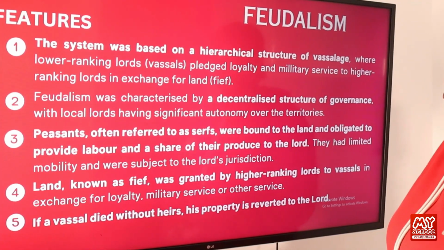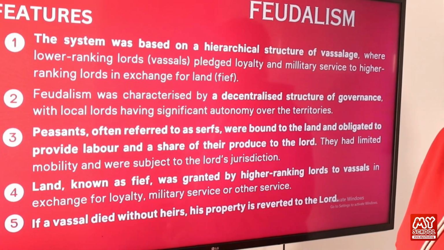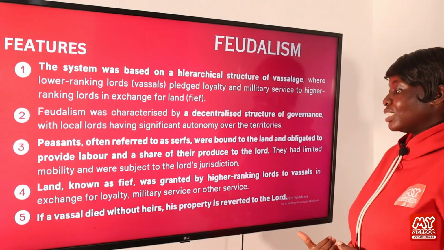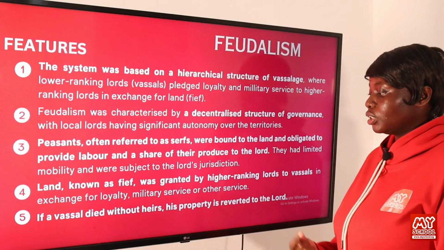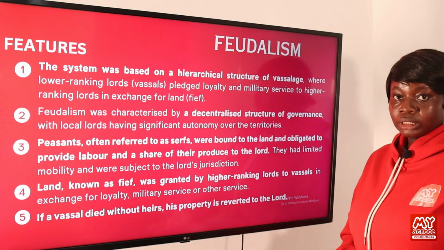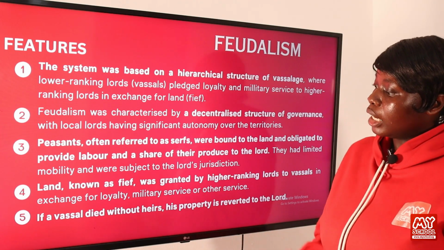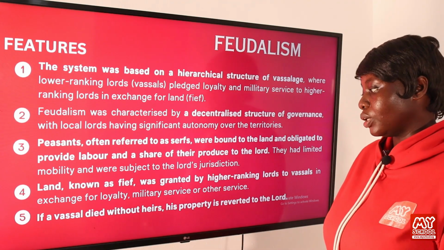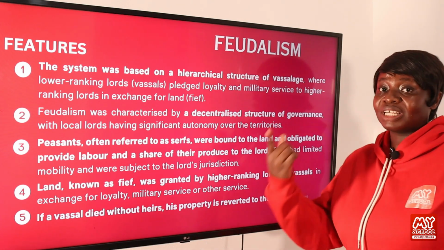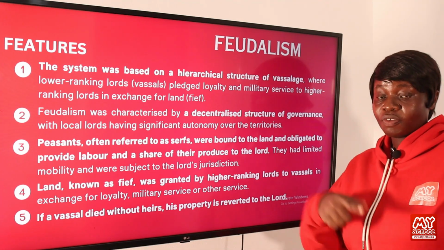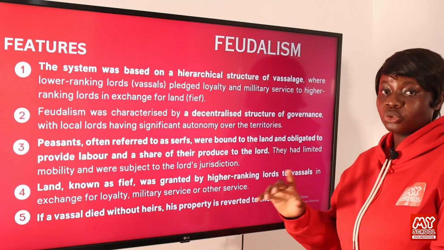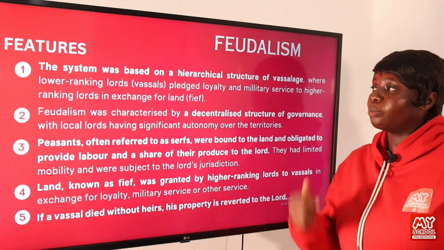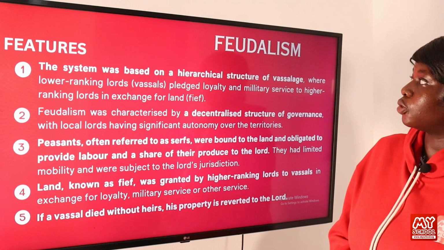Another feature of feudalism is that land known as a fief was granted by higher-ranking lords to vassals in exchange for loyalty, military service, or other service. This was already explained earlier. And another feature is that if a vassal died without heirs, his property reverted back to the lord. So if a vassal dies, it's reverted back to the person above him. It doesn't go to someone else, just to the person above him. So now let's move on to the merits of feudalism.